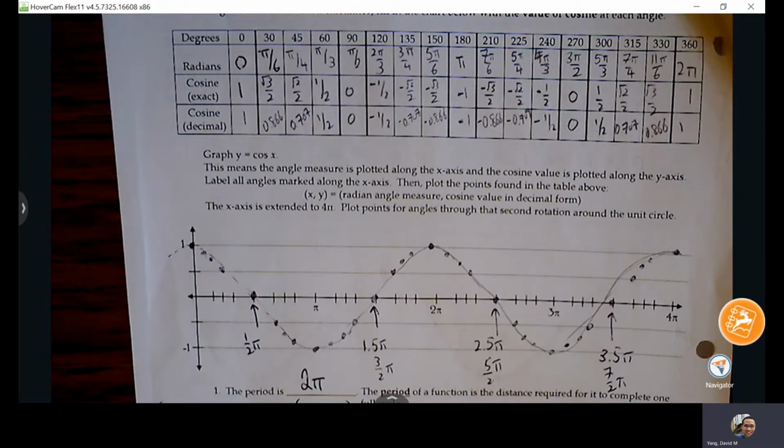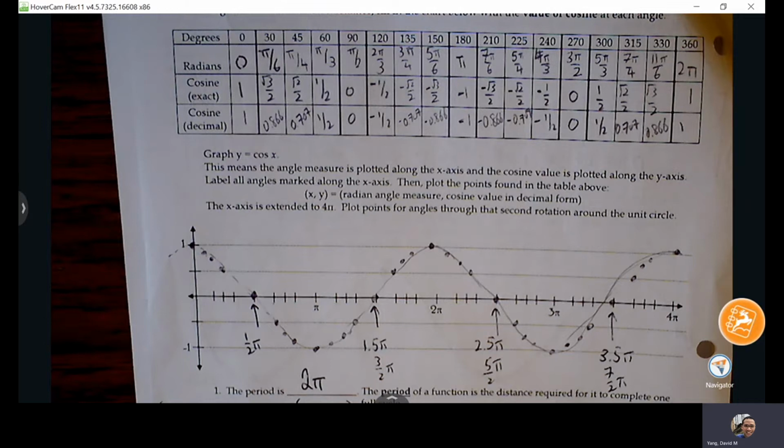See if you're able to fill out the properties, much like how we did on the first page. It's hitting the max and mins and x-intercepts at a different point, so we just have to adjust that when we state our intervals. The negatives are different on the decimals. The negatives are different.